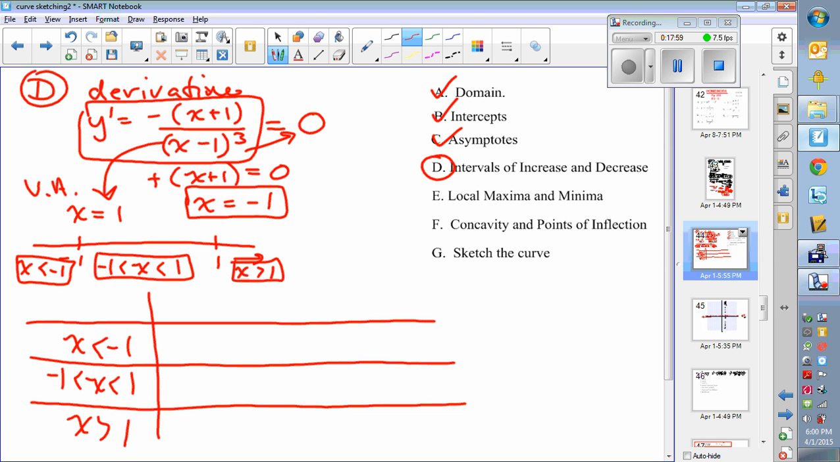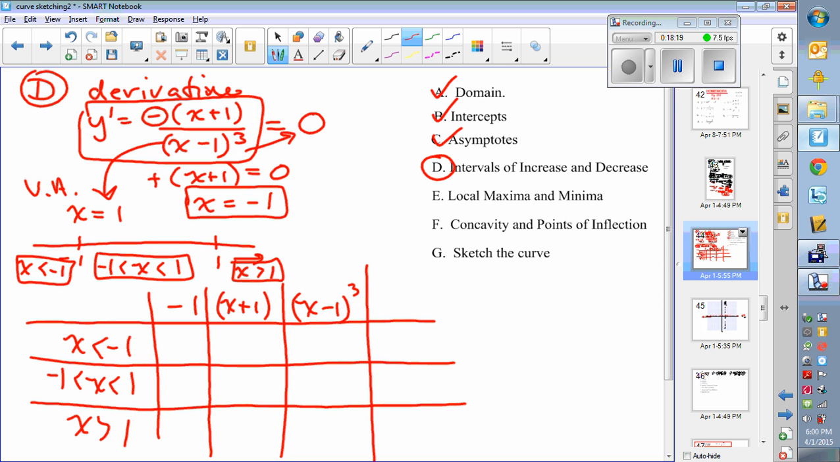Now, what do I put across the top of my table is everything in my derivative. So often, most often forgotten is this negative 1. I'm going to include it as a column. And then the x plus 1 as a column. And the x minus 1 cubed as its own column. And all together, we will analyze that first derivative and see what it's doing.